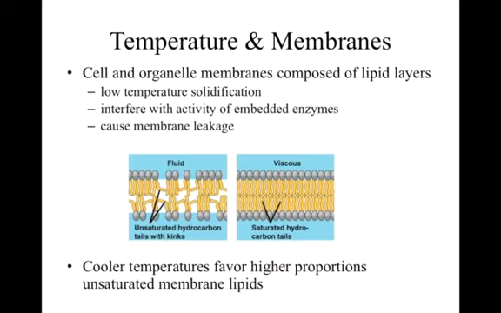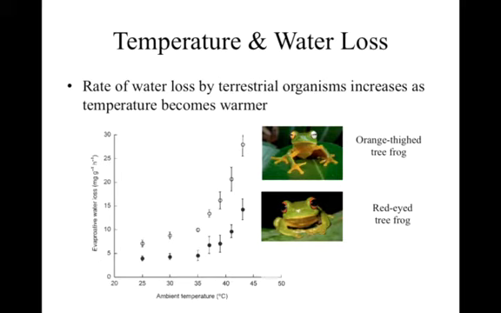And so, again, how do organisms deal with this particular problem that's caused by temperature stress? What they tend to do is produce a higher proportion of unsaturated membrane lipids, and that makes the lipid more fluid even at the colder temperatures.